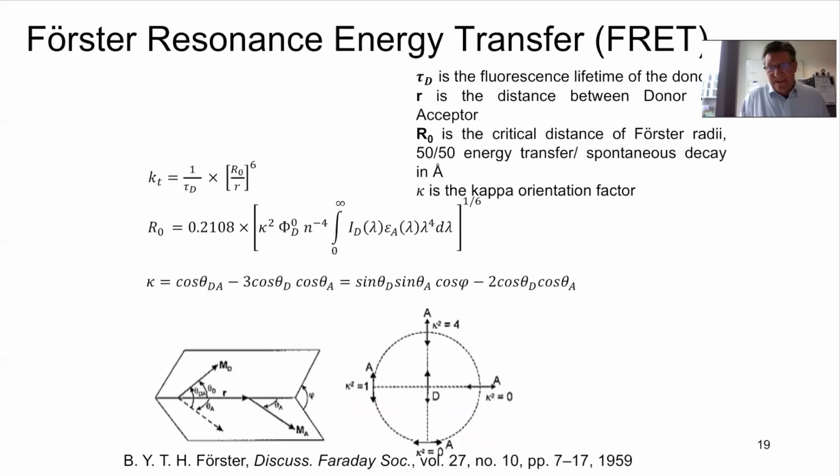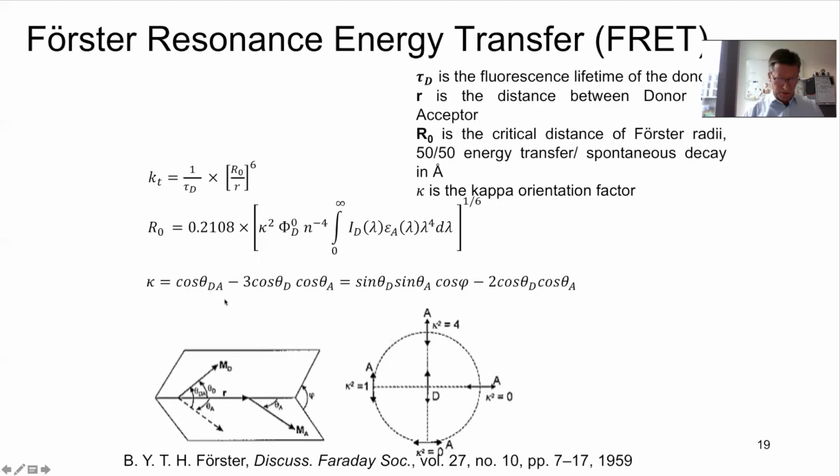This is putting everything together. The rate is basically 1 over the lifetime of the donor, which you can measure separately, times R0 over R to the power of 6. There's a certain dependence on the distance. The R0, you can calculate by using this overlap integral, the quantum yield of the donor, and this kappa. So you can determine it separately. And the lifetime of the donor, you can also determine with a fluorescence lifetime experiment. So in that way, you can anticipate the rate.